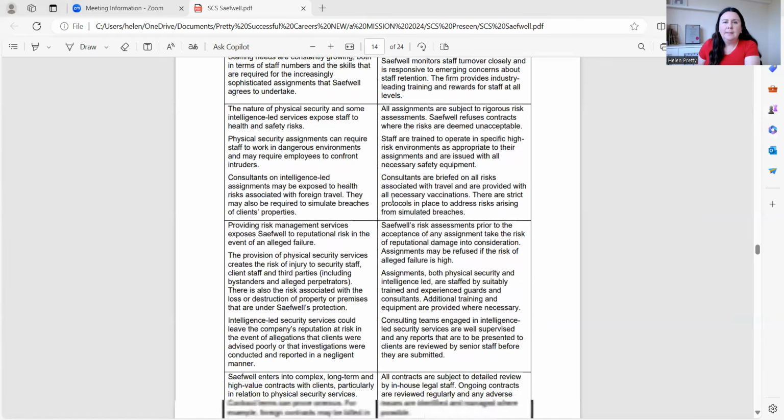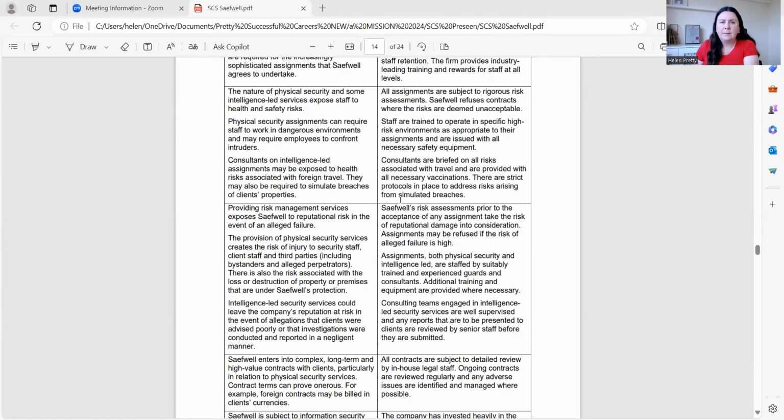Our next risk impact is that providing risk management services exposes Saefwell to reputational risk in the event of an alleged failure. The provision of physical security services creates the risk of injury to security staff, client staff and third parties, including bystanders and alleged perpetrators. There is also the risk associated with the loss or destruction of property or premises that are under Saefwell's protection. Intelligence-led security services could leave the company's reputation at risk in the event of allegations that clients were advised poorly or that investigations were conducted and reported in a negligent manner.